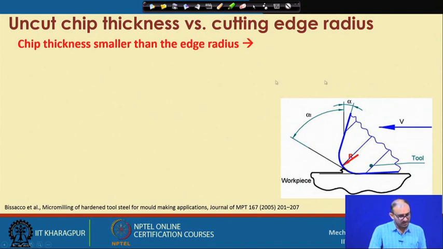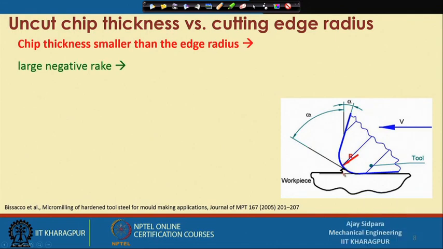Now what is happening when the chip thickness is smaller than the cutting edge radius? We know that a large negative rake angle happens. Suppose this is the cutting edge. Now the material is moving in this direction, and your shear plane may be somewhere here. This is your shear plane, and this is your chip. In the ideal case, in macro machining or conventional machining, your chip will flow in this direction, and your uncut chip thickness will be something like this, and it will be easy to remove the material.